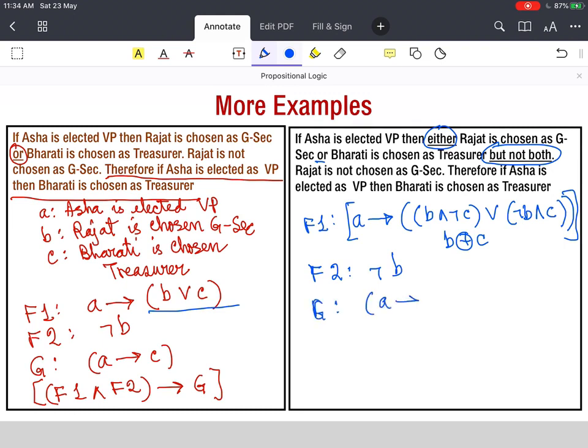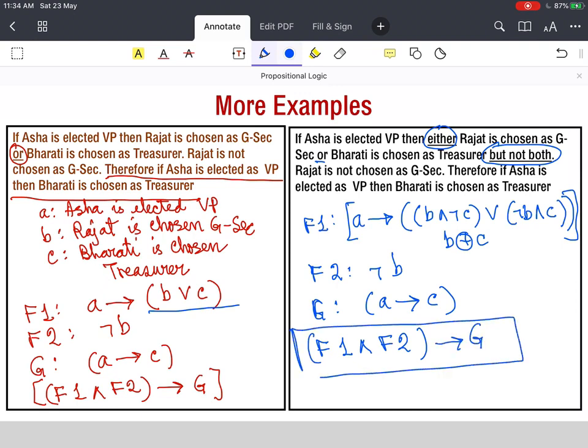F2 is the same as before. G is the same as before. And the method remains the same. It is just the coding which differs. Again, we have to prove the same thing, whether or not this is true under all interpretations.